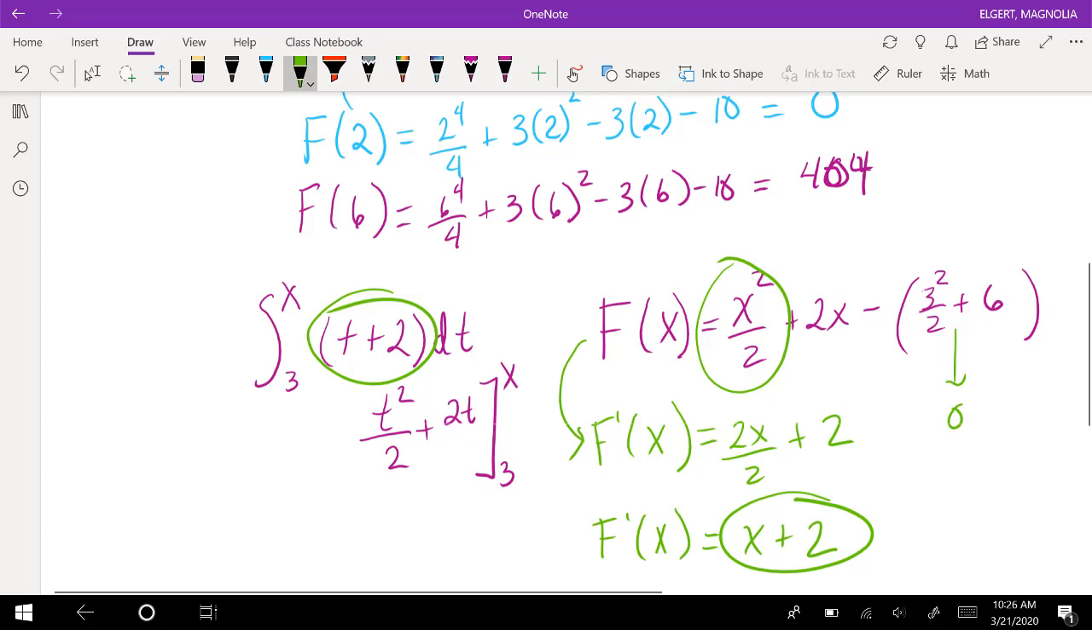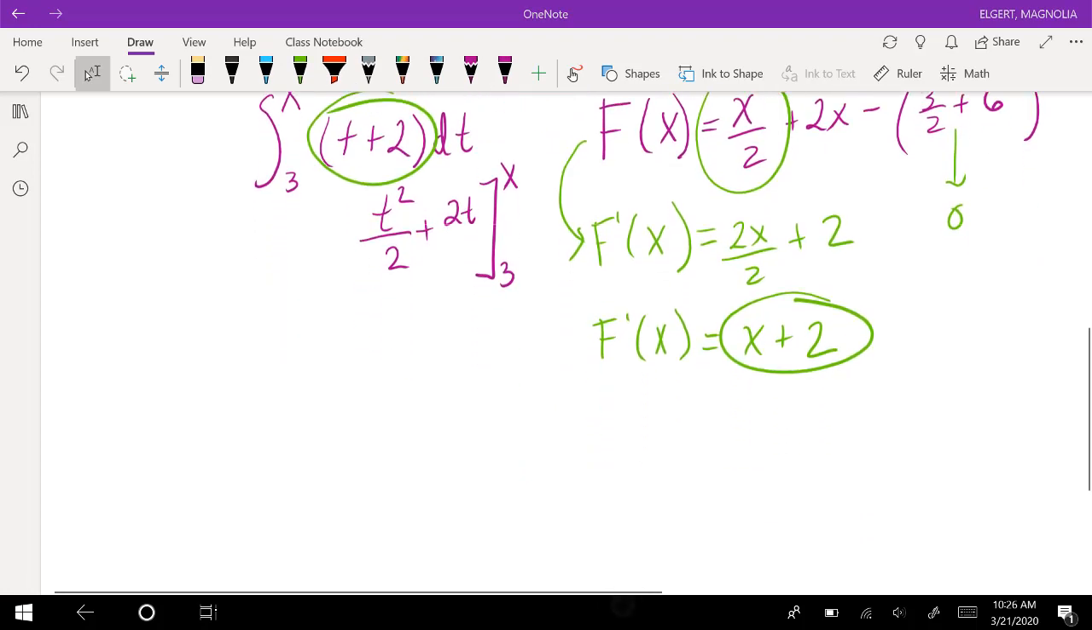So that gets into the important actual theorem of the second fundamental theorem. The second fundamental theorem says if I take the derivative in terms of x, that's what I just did there, of a function where I'm integrating from a constant to x in terms of t, you don't have to use t, but almost every calc book does.